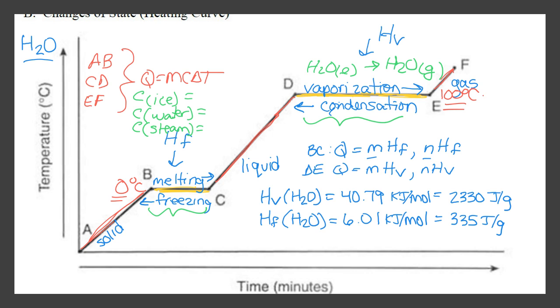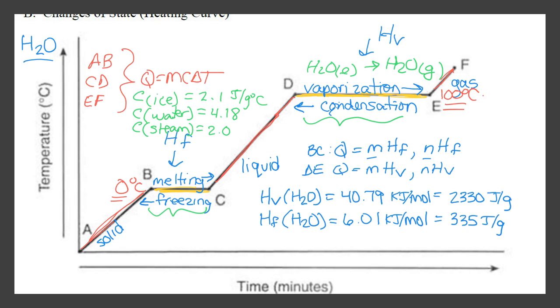So when you're using Q equals mc delta T, you're going to use different specific heat values depending on which section of the graph it is. Is it in the solid section, the liquid section, or the gas section? For solid water or ice, it's going to be 2.1 joules per gram degrees Celsius. Liquid water, we already talked about, is 4.18. And then steam, water vapor, is 2.0. These are all in joules per gram degrees Celsius.